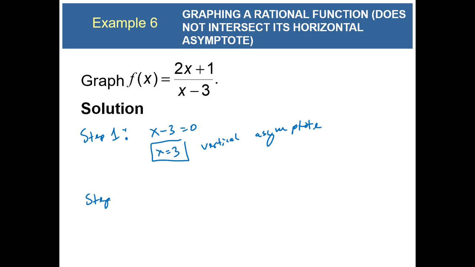Step 2, we're going to find our horizontal asymptotes. I can look at the degree. Since the degrees are the same, the horizontal asymptote is essentially the ratio of the leading coefficients. So we have y equals 2/1 is going to be our horizontal asymptote, or y equals 2. Y equals 2 is our horizontal asymptote.